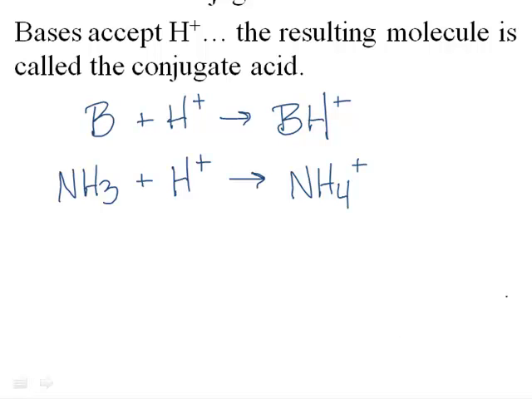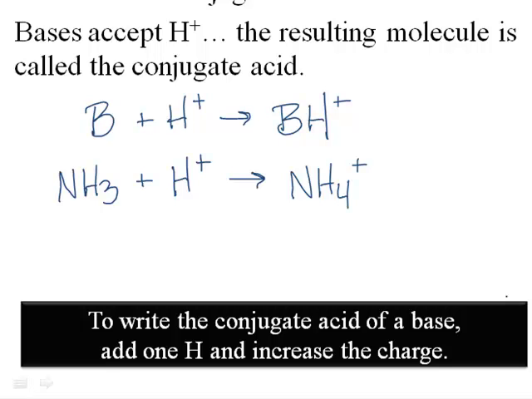So just the opposite of what we did to write the conjugate base, we have the conjugate acid, which you get simply by adding a hydrogen to a base and increasing its charge. While this may seem like it's not all that important, we'll be seeing later that the balance or the equilibrium between base and conjugate acid, or acid and conjugate base, is one of the most important aspects of understanding how real-life aqueous acid-base solutions work.